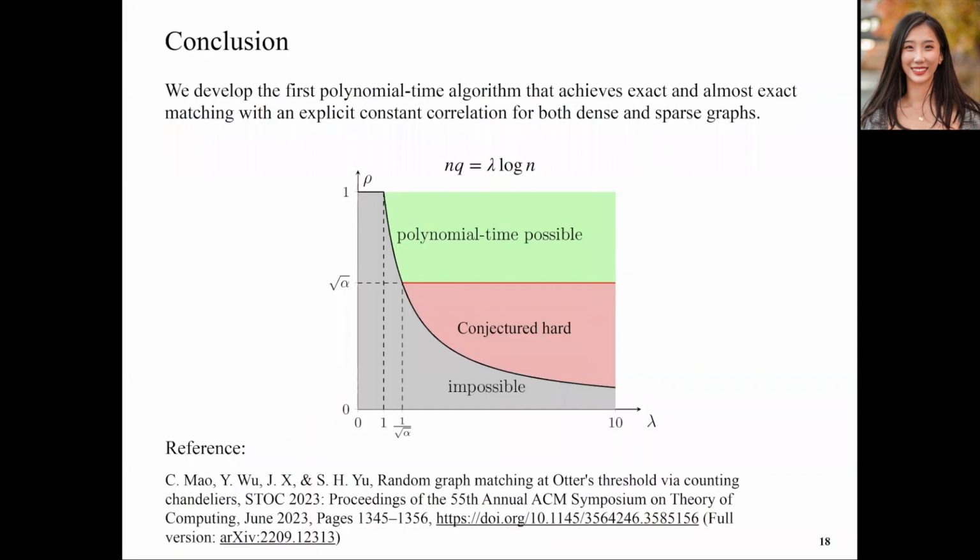Now, let me make a quick conclusion. We developed the first polynomial time algorithm that achieves exact and almost exact recovery with an explicit constant correlation for both sparse and dense graphs via counting a special family of trees we constructed called chandeliers.